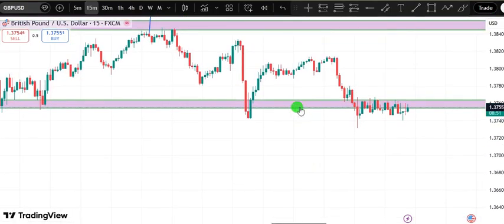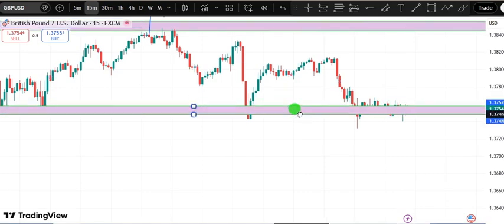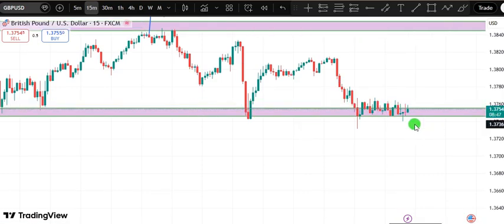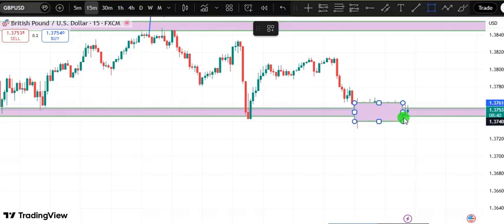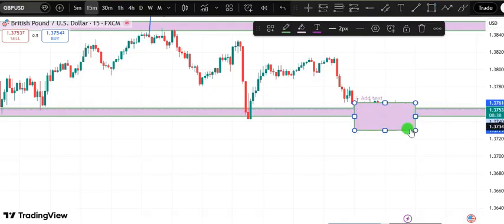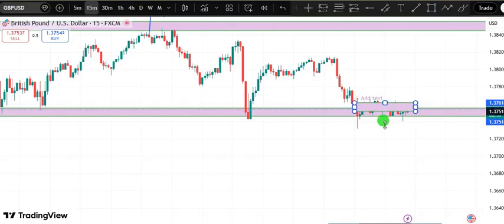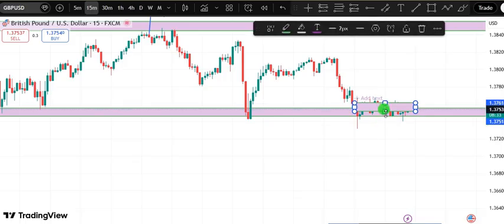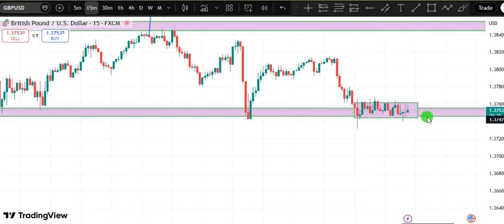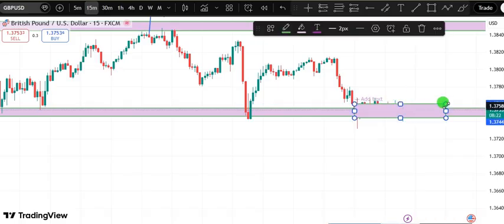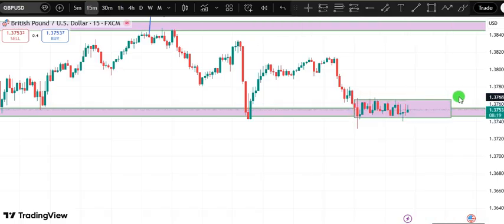Now, since the market is already below, let me adjust this. Good. Since the market is now below this, we're going to be drawing a market structure so we can know what really is going on. I really don't know why this seems not to be giving me what I want. Okay, so let me now extend this, then take this up a little.